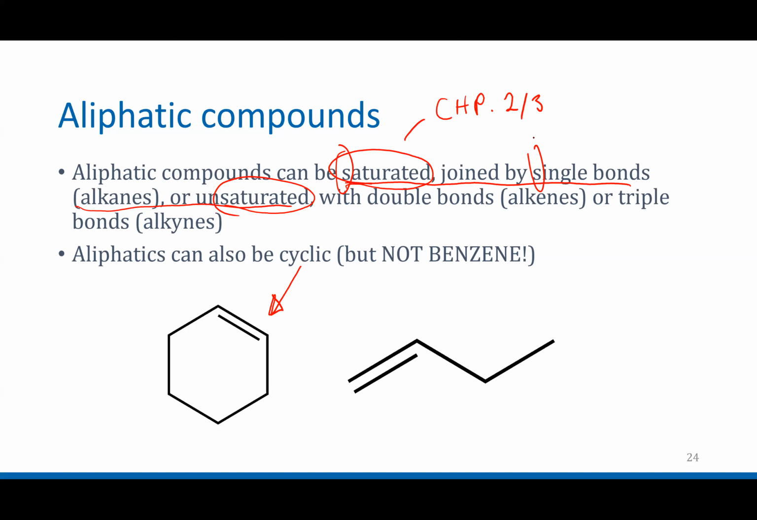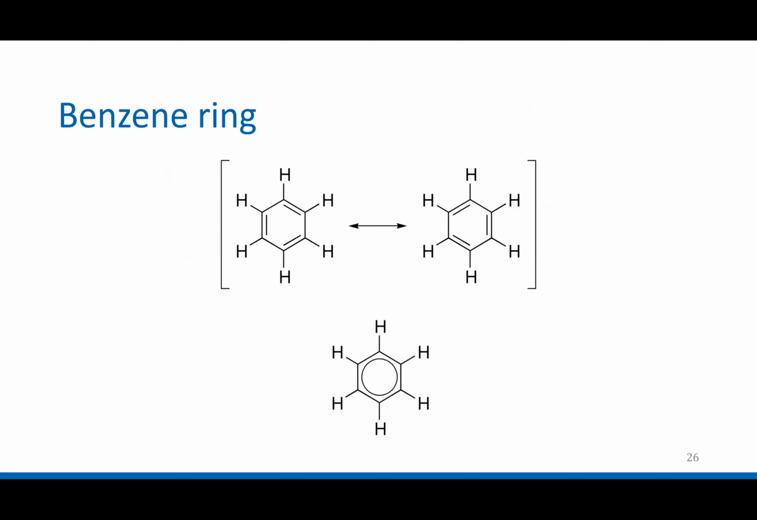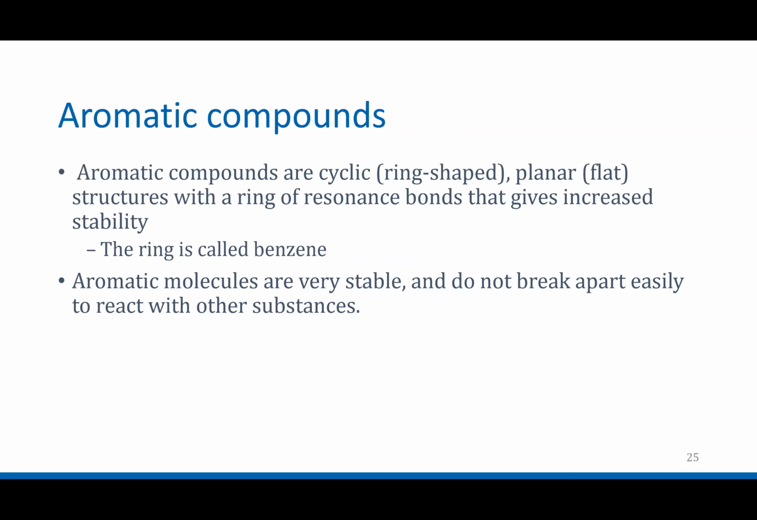So, a simple summary: aliphatic compounds have single, double, or triple bonds. They can be rings, but they cannot be a benzene ring. Basically, any hydrocarbon that doesn't have a benzene ring, we would call aliphatic. Anything that has a benzene ring would be called aromatic.